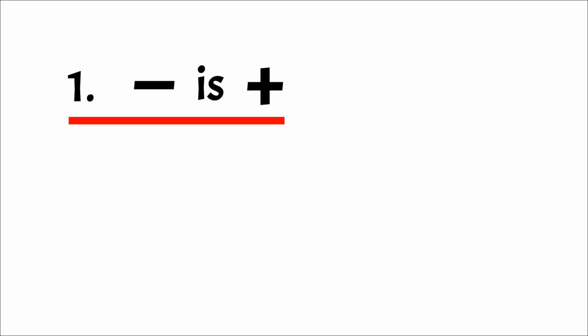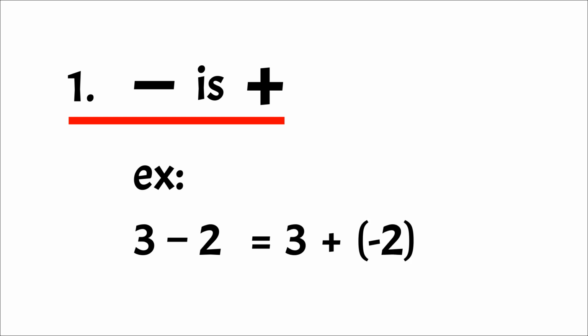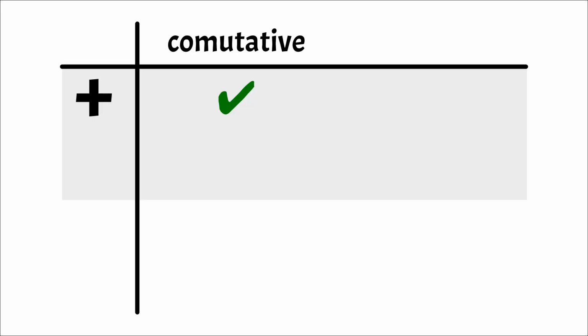Number 1. Subtraction is addition with negative. 3 minus 2, for example, is just 3 plus negative 2. And this notion can sometimes come in handy. How? Well, addition is commutative and associative.